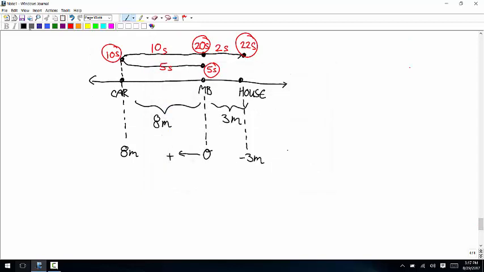And now I'll just read these off this picture. Here's the position. Here's the time. The times that we care about are going to be 5 seconds, 10 seconds, 20 seconds, and 22 seconds. And the positions we care about are going to be 0, -3, and +8.